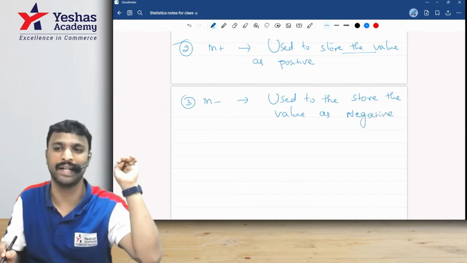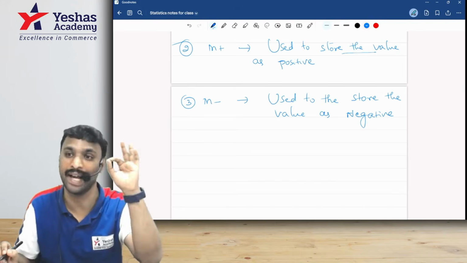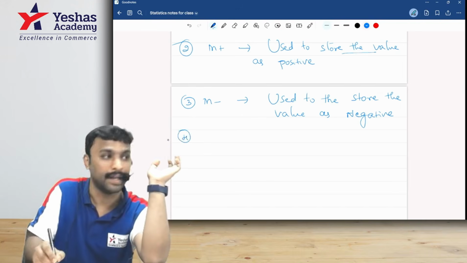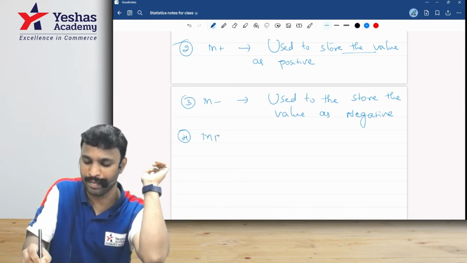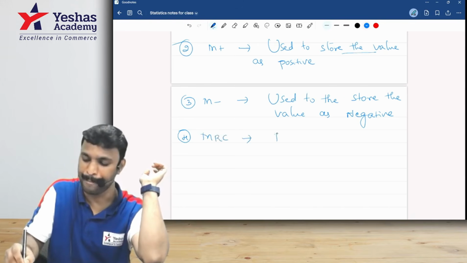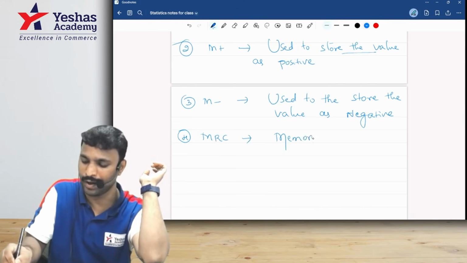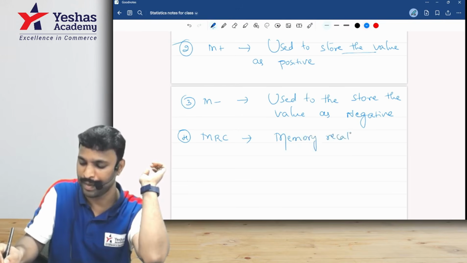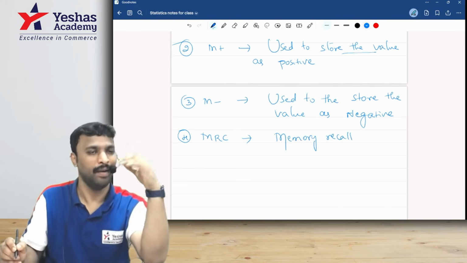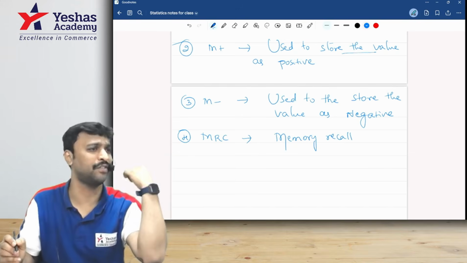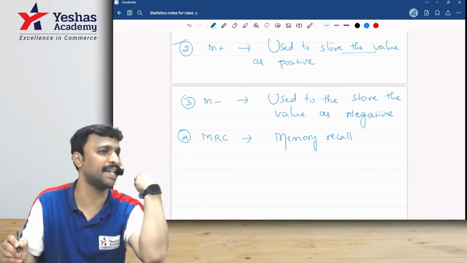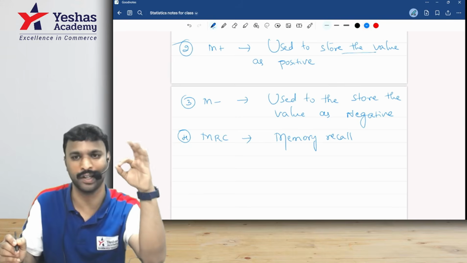If you want to store a negative value, you have to press the M minus button. Then there's a button called MRC. It is memory recall. Memory recall means whatever values you have stored already, if you want to recall that as a final result, that is what you have to press.